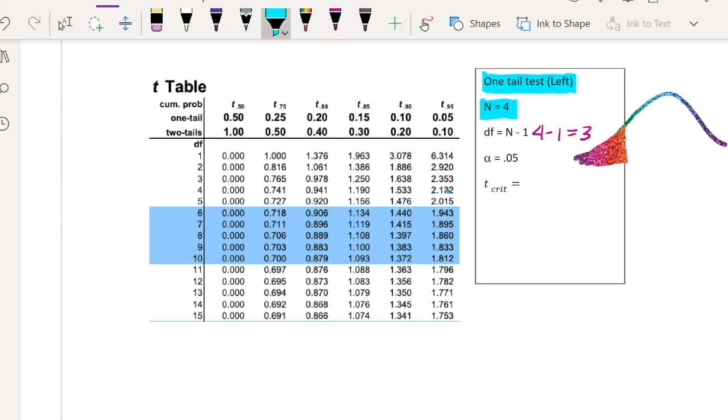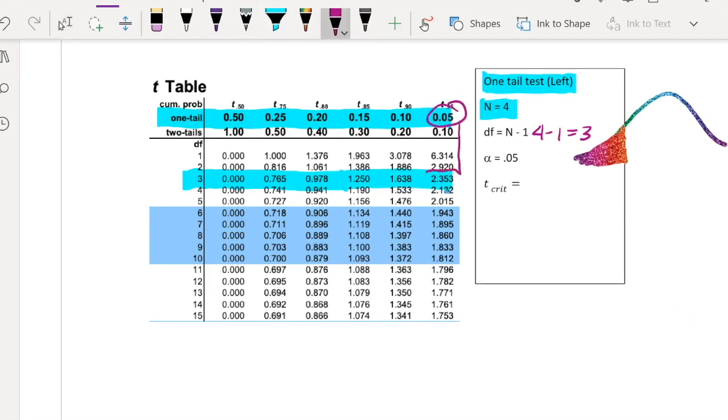So I need a one-tailed test, so this row. And my degrees of freedom are 3. So wait, I need my alpha also. Oh, it's way over here. So my alpha is this one. My critical value is that one. So 2.353. Now we know we're looking at the left tail, so this needs to be negative. Whenever we're working with the left tail, it has to be negative.